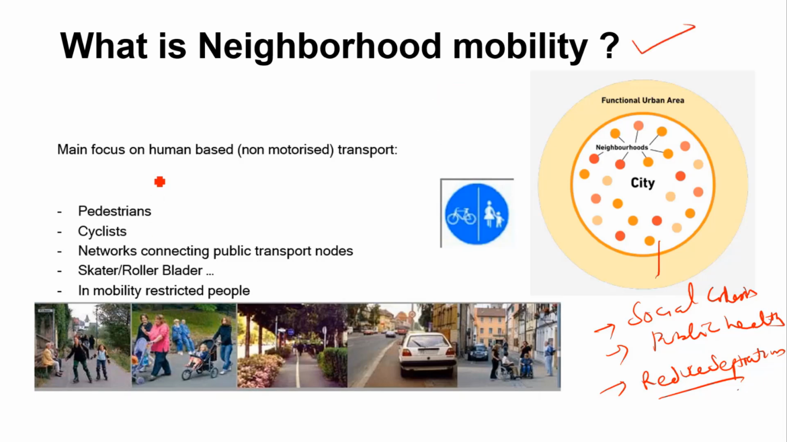So neighborhood mobility basically refers to non-motorized transportation. From that figure, you can imagine that whenever we are trying to focus on cycling, whenever we are trying to focus on pedestrian tracks, that part refers to the non-motorized, which is the core and integral part of the neighborhood mobility. The neighborhood mobility, along with pedestrians and cyclists, also consists of scooters, rollers, and bladers as well.